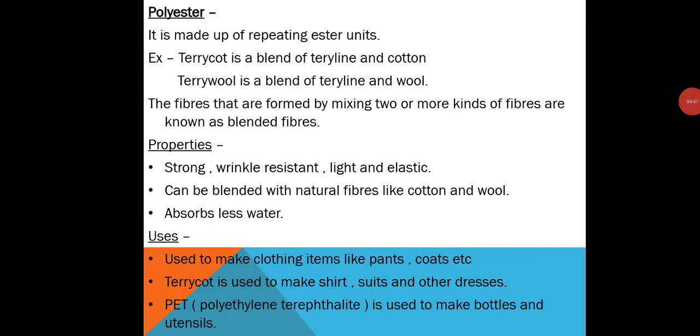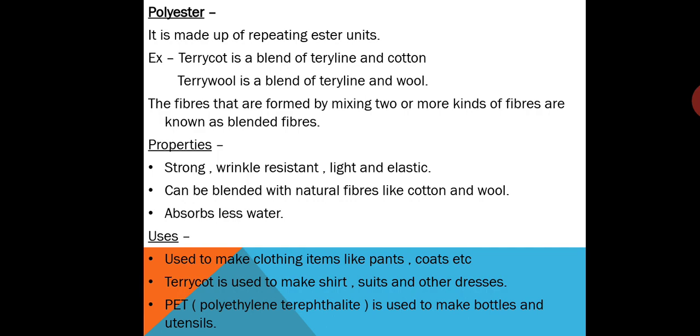Polyester. You can understand by the name of it. Polyester means, poly means many and ester means ester. So polyester is made up of many esters. Example, terrycoat and terrywool. Terrycoat is a blend of terylene and cotton, and terrywool is a blend of terylene and wool. The fibers that are formed by mixing two or more kinds of fibers are known as blended fibers.